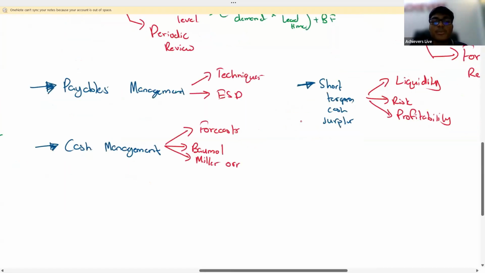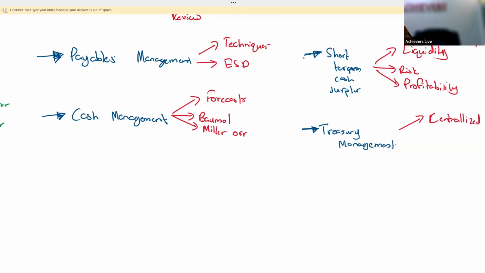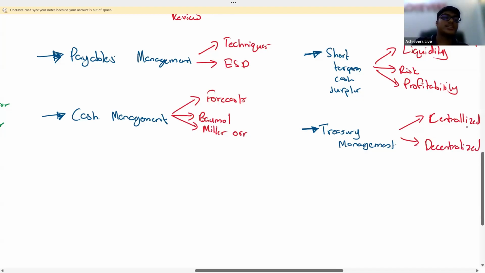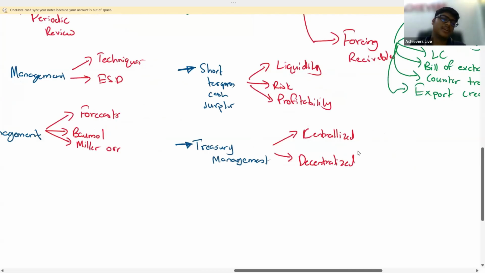Finally, what you have to remember: treasury management. There are two things which you have to remember. Treasury management can be centralized or decentralized. What are the advantages and disadvantages? What are the advantages of centralization?